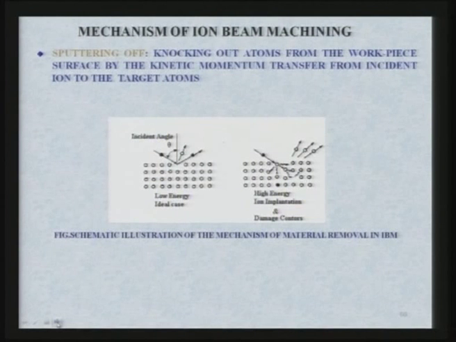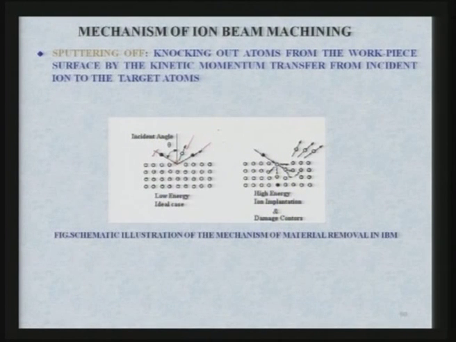target atoms. Now, we can see here this is the incident ion which is hitting the top surface of the workpiece. Ideally, it should hit the atom over here and remove one atom as shown over there, and the ion itself strikes it and goes away.